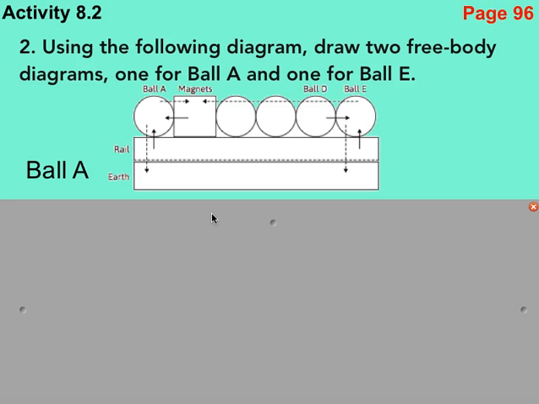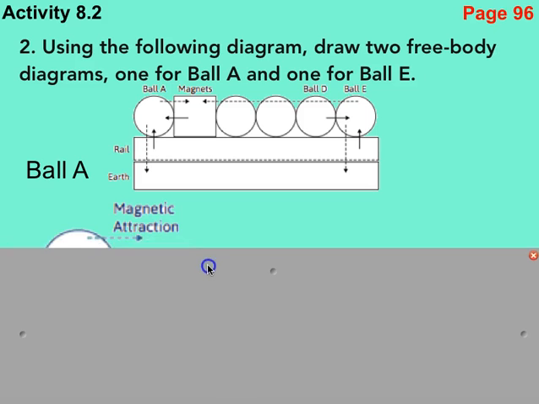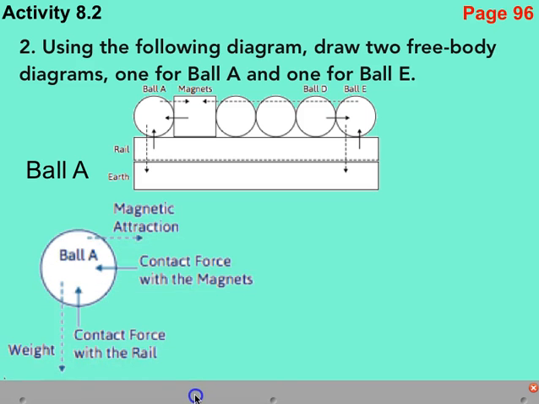All right, so how'd you do? Here's ball A. Again, if you look, everything's up above. Here's the magnetic attraction. Here's the contact force with the magnets. Here's the contact force with the rail pushing up, and here's weight pulling it down.